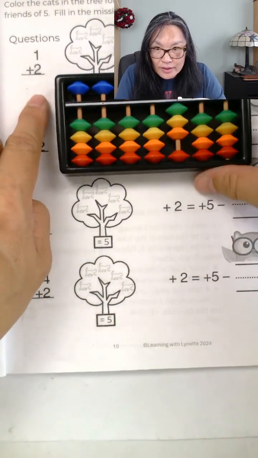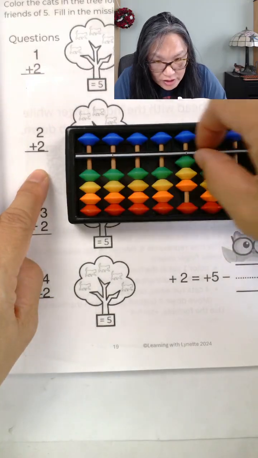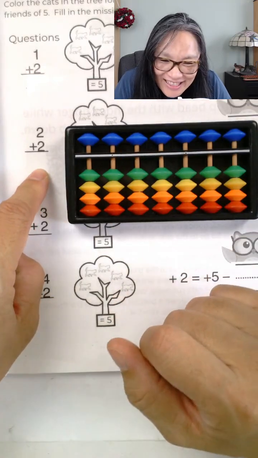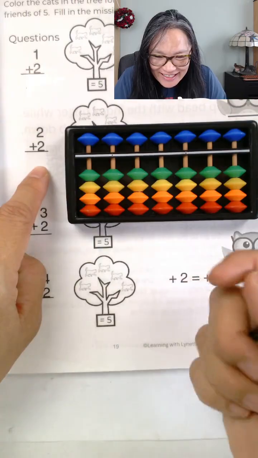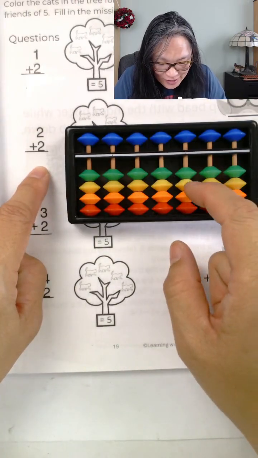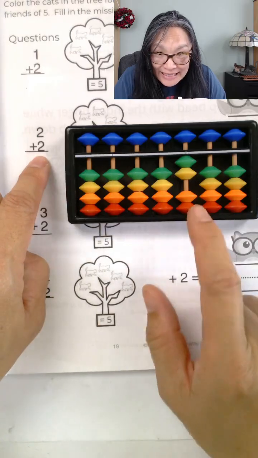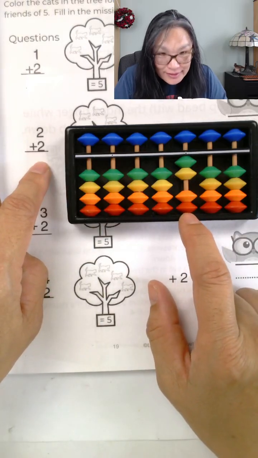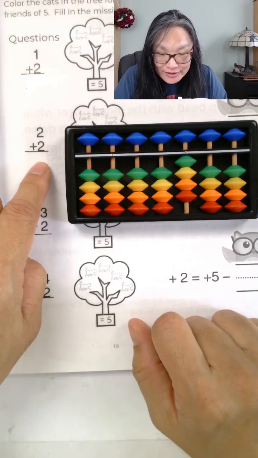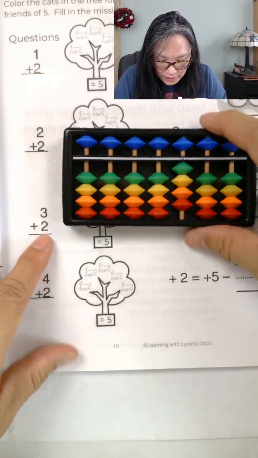So what's going to happen? We have 2 plus 2. Thank you. So we have 2. Can I add another 2? Yes, I can add another 2. Right? So my answer is 4.